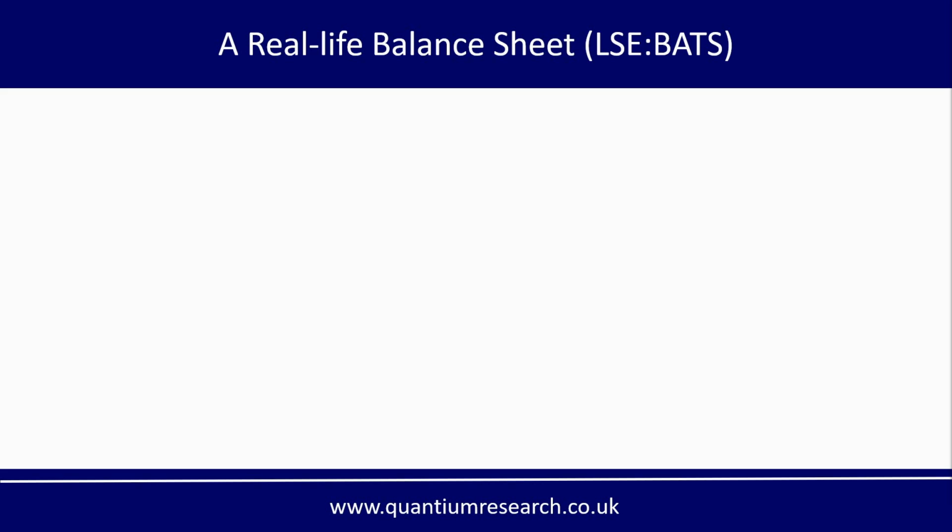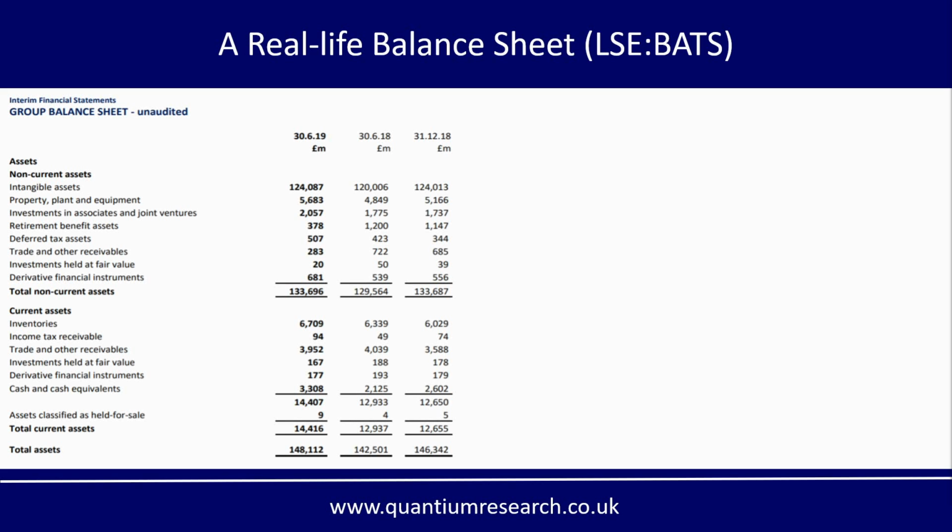This is for British American Tobacco, quite a well-known business to traders in the UK, and one that has been around for quite a long time. But hey, let's look here quickly. We have the first half of the balance sheet to fit on the page, and we should go through what these columns mean.